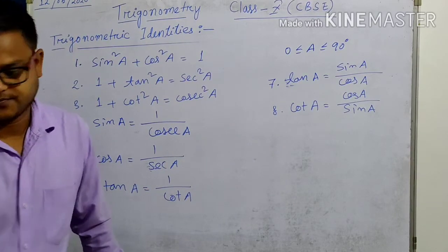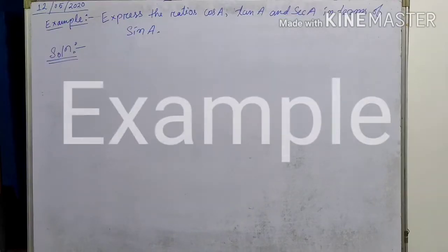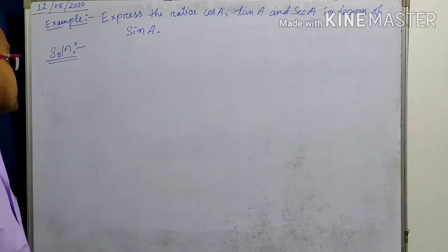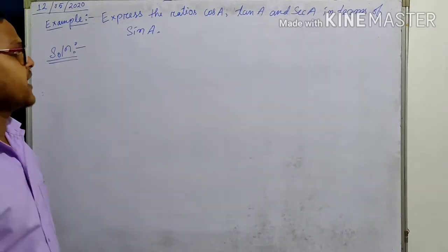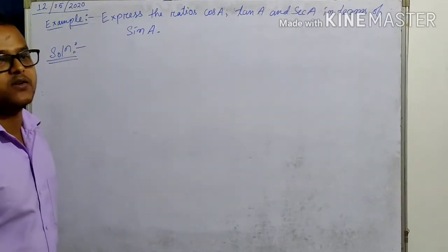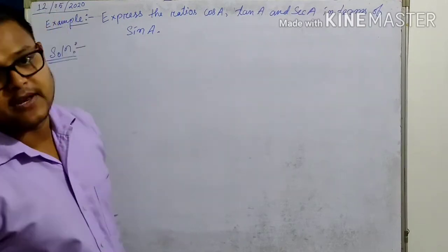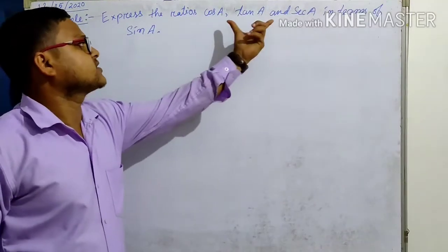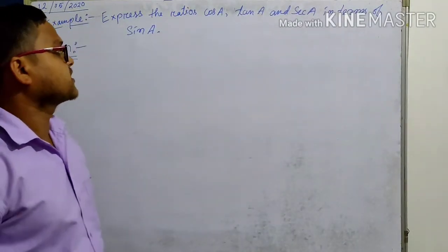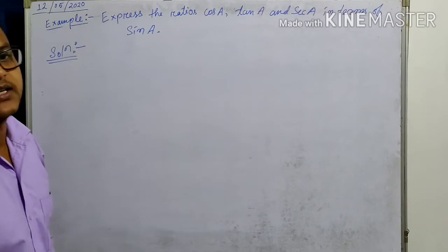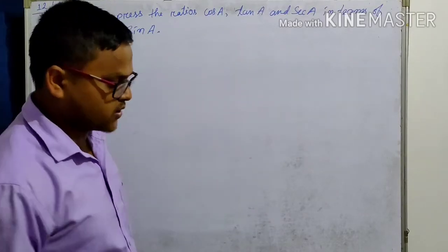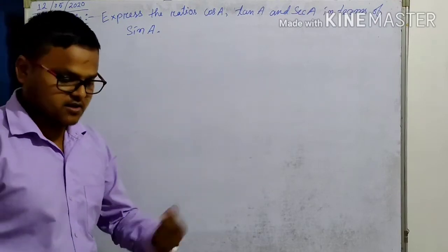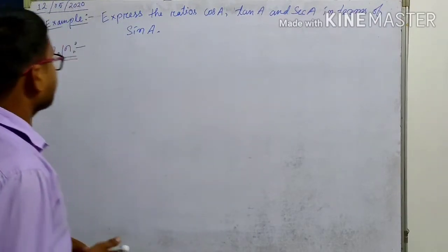Let's see. So now I will take one example. Express the ratios cos A, tan A, sec A in terms of sin A. So by applying trigonometric identities we have to express these trigonometric ratios in terms of sin A. Now let's see how the trigonometric identities are related to each other.